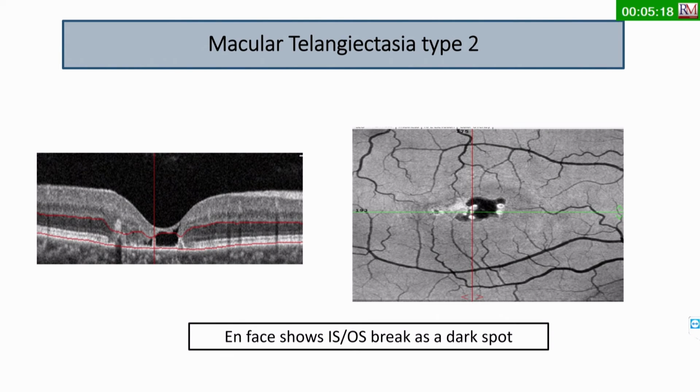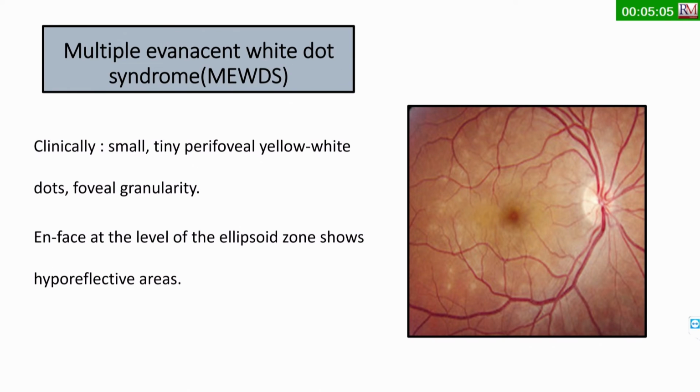Here, for example, a patient with MACTEL, we have a line scan showing the disrupted photoreceptor layer, and we can also detect the slab involving the photoreceptor layer. We can detect on the FAST image a dark spot corresponding to inner segment, outer segment break.